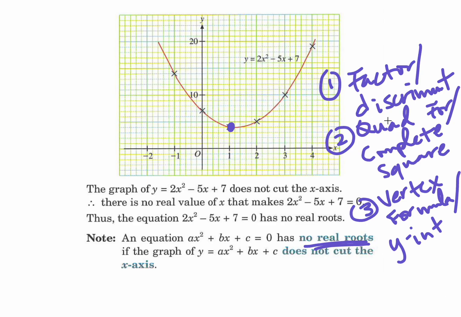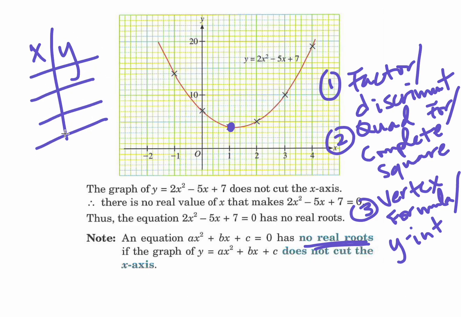So, have fun with it. It's a huge problem solving scenario. And then, of course, as always, you can always just make an XY table, but that might take you forever to figure out the whole shape of it. Because you totally could just figure out all the values and then connect them together. But these are all little shortcuts for you. Okay? Let me know in class if you have any questions.